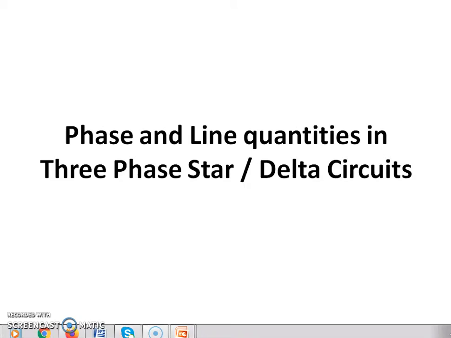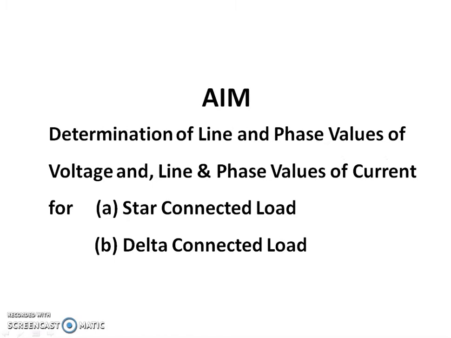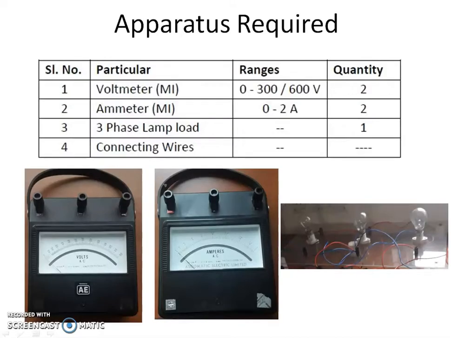Hello all, let us take up this experiment, phase and line quantities in three-phase star and delta circuits. Aim of the experiment: determination of line and phase values of voltage and line and phase values of current for a star connected load and delta connected load. Apparatus required: voltmeter, ammeter, three-phase lamp load and connecting wires.